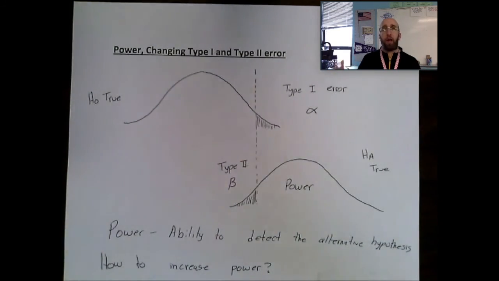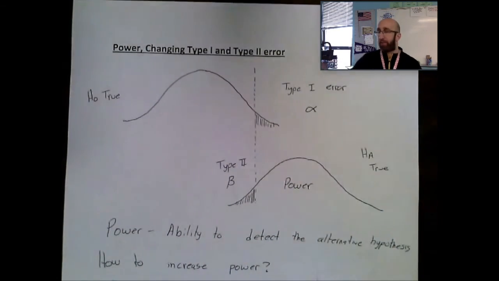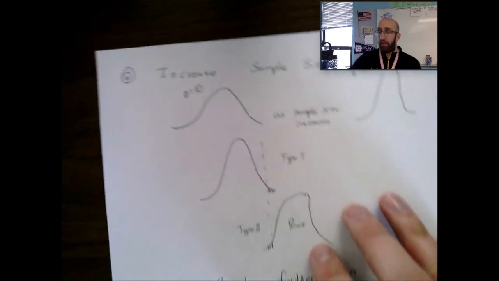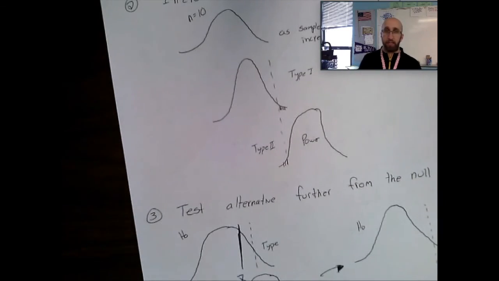So when you're looking at a hypothetical statistical inference and you want to diminish a type 1 or type 2 error, you can do that. The other pieces, again, were increase in alpha, increase in sample size, and test an alternative further from the null. So that is power and changing type 1 and type 2 errors.